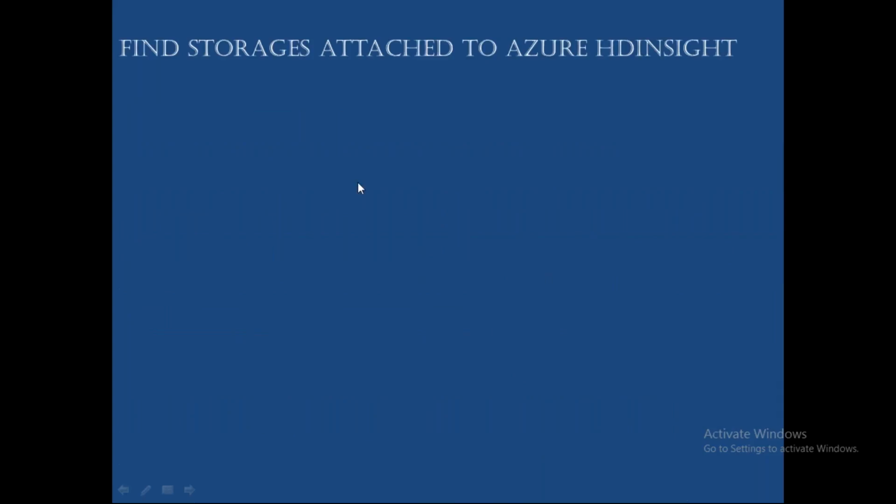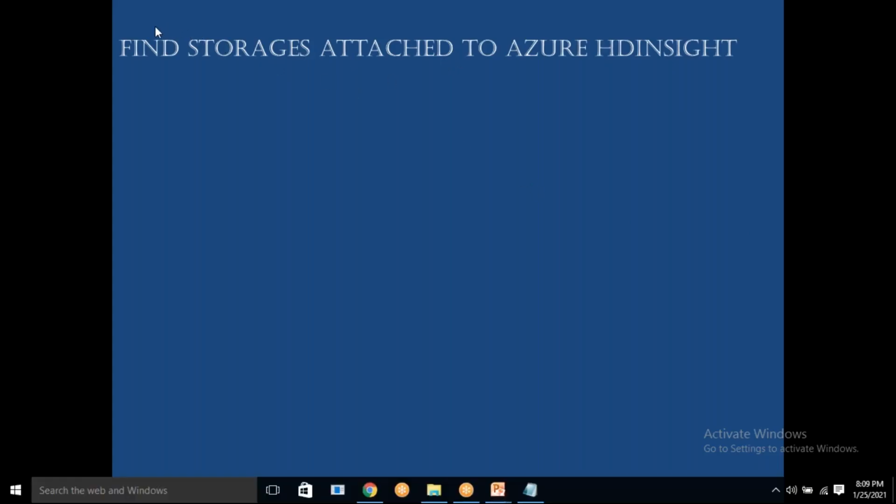Next, find storage. So how to understand the storages which are attached to the Azure HDInsight? Now you know you have attached HDFS1 and HDFS2. You have not attached HDFS3, but I'm newly joined in the organization. I want to understand what all storages we have attached to this Azure HDInsight. So we have an option from the UI, but that UI will not show you the correct result.